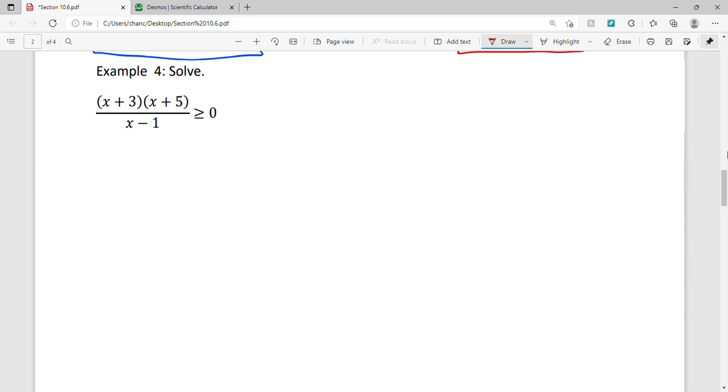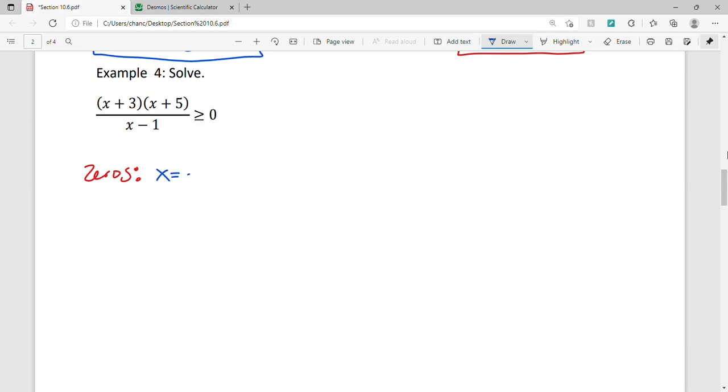Let's look at example 4 now. This is going to be a similar strategy. We're looking for the zeros first. If you look at the numerator, x plus 3 becomes 0 if x is equal to negative 3. Or, in the numerator again, x equals negative 5 would cause the entire expression to be 0.